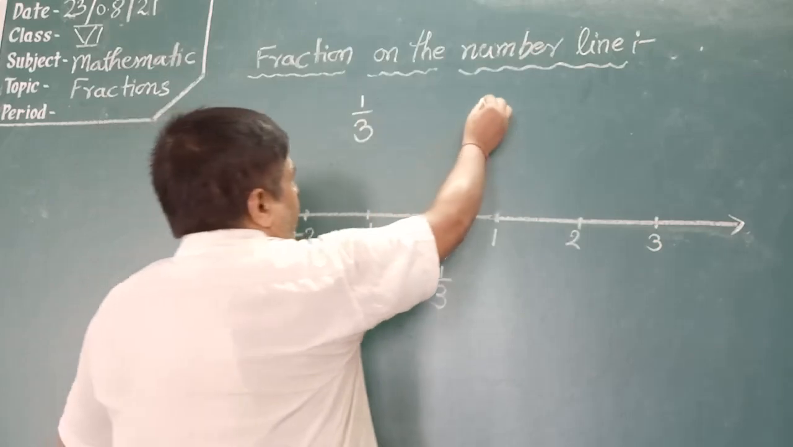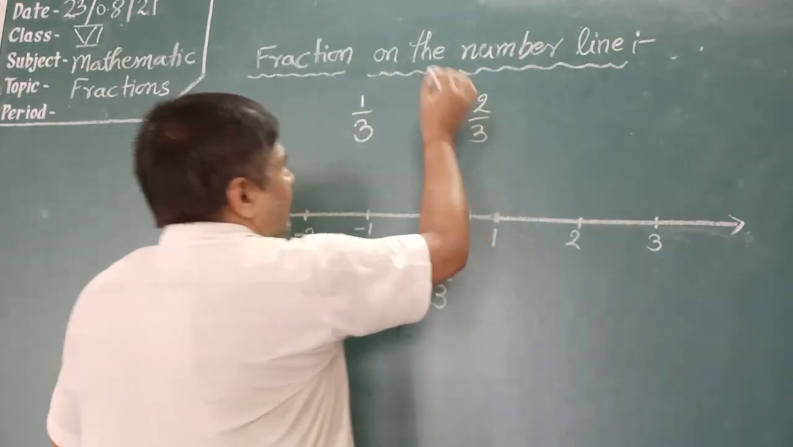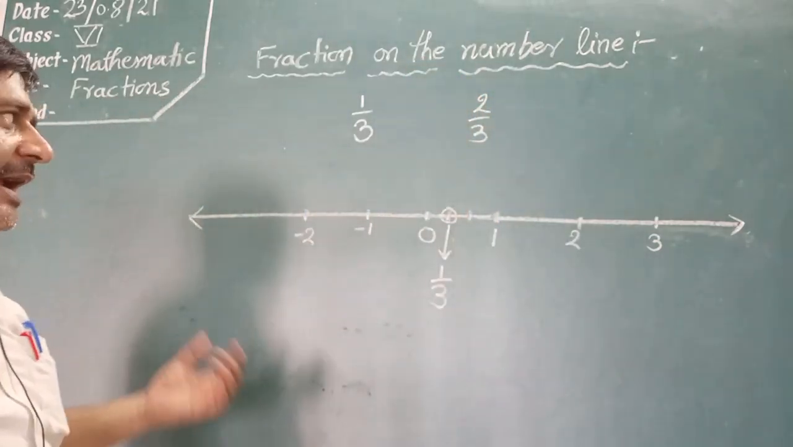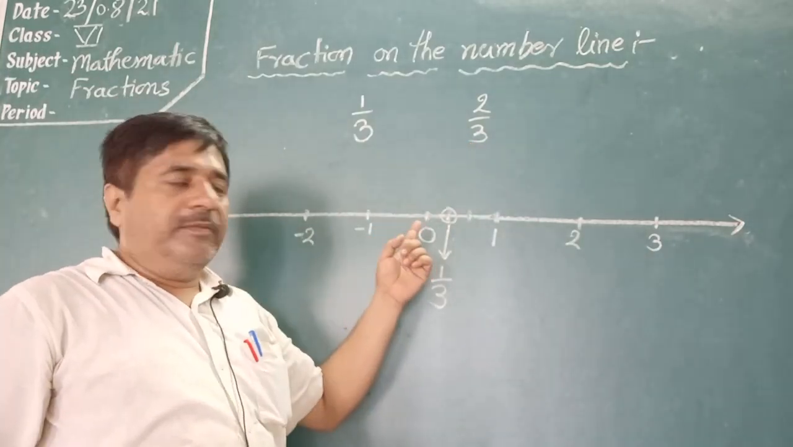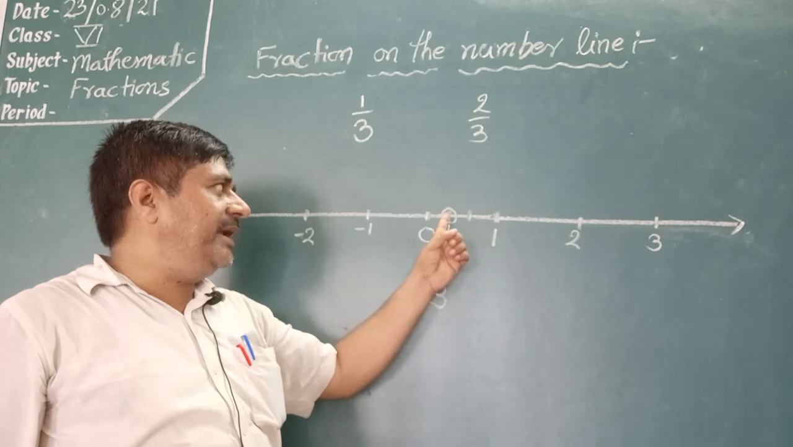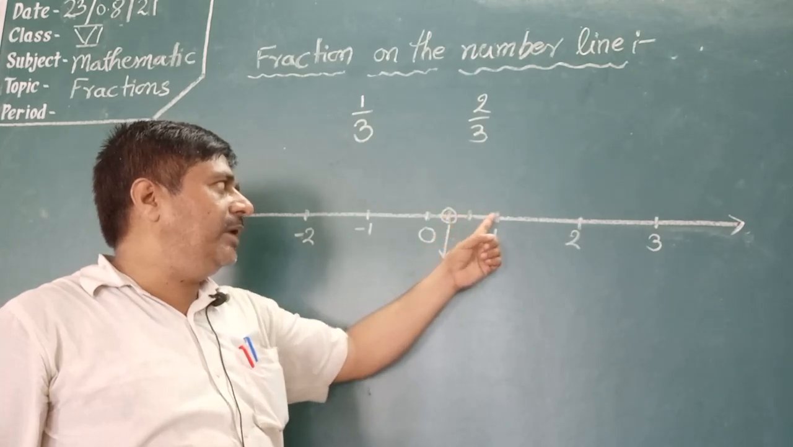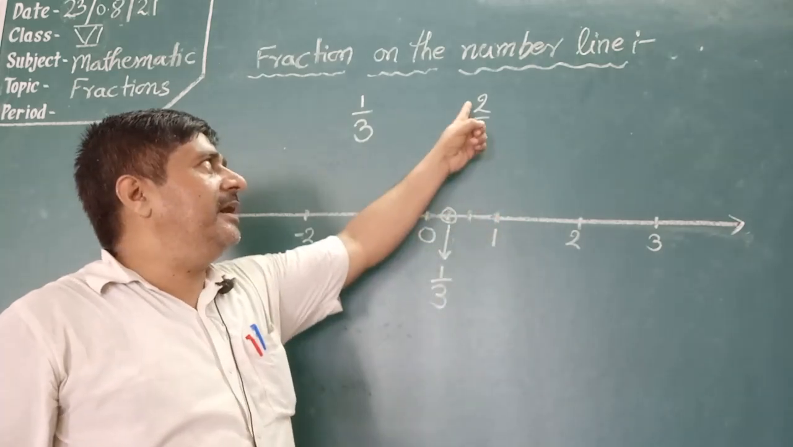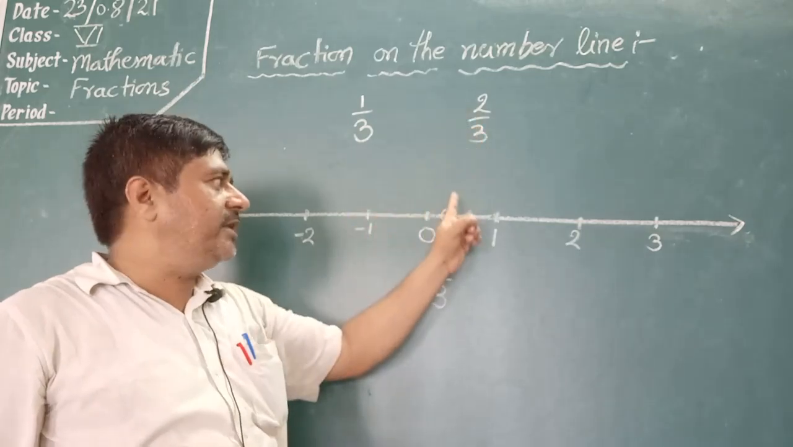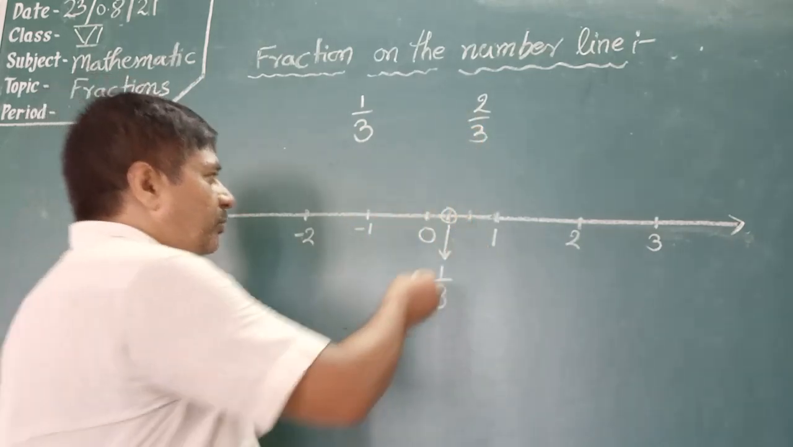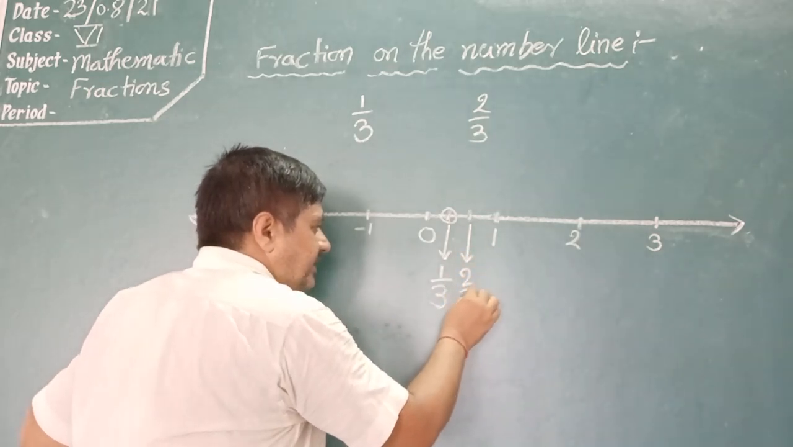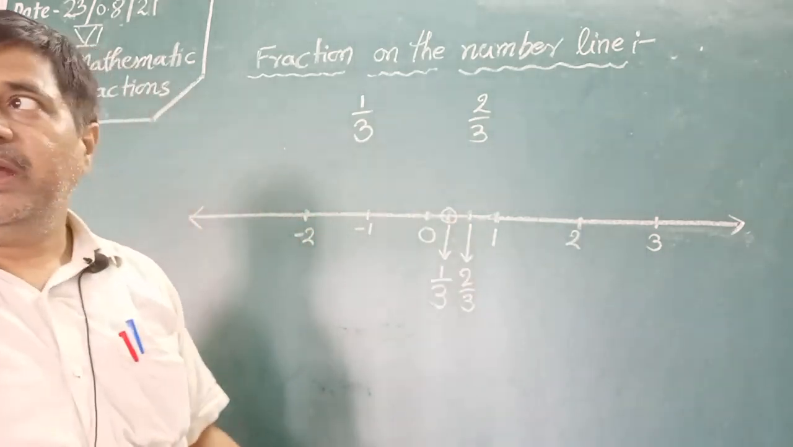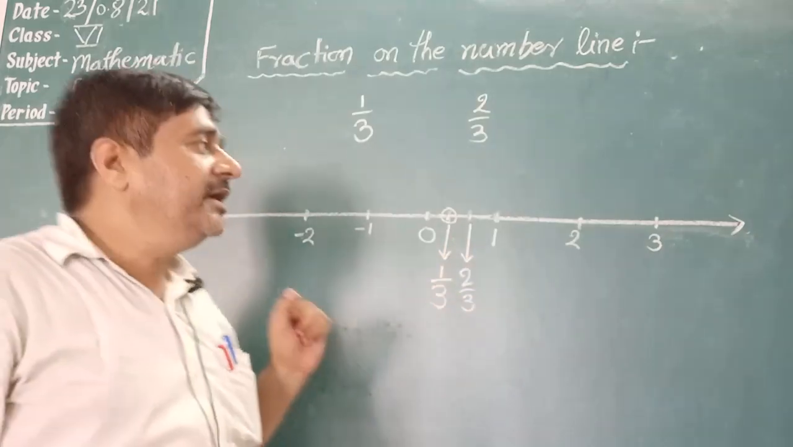Suppose you take 2 by 3. That is also less than 1, and again you make 3 parts between 0 and 1, then 1, 2 and 3. In the numerator write 2, so you take 2 parts. You write 2 here, and it becomes 2 by 3. Okay, it represents 2 by 3.